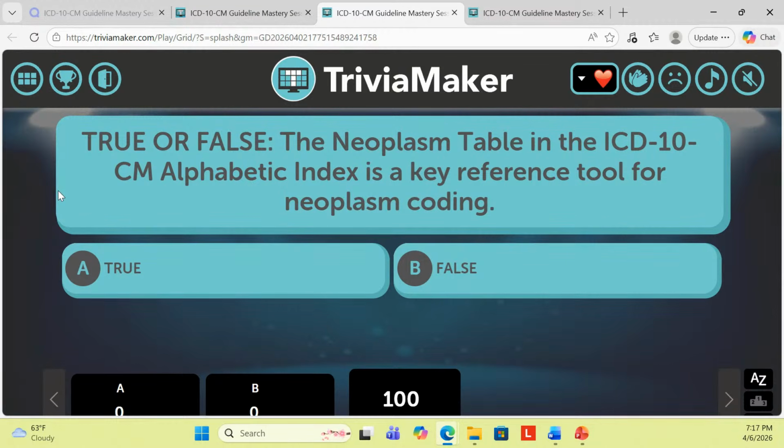All right, so the neoplasm table and the ICD-10-CM alphabetic index is a key reference tool for neoplasm coding. What do we think? Are we thinking true, or are we thinking false? I'll give you guys just like 5 seconds for this one.